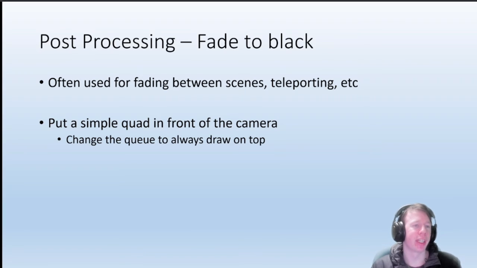If you need to do any post processing in your scene, like when we do teleporting from location to location, instead of using post processing effects, which are really expensive on mobile devices, you can just put a simple quad in front of the camera, and change the render queue on that quad so that it always draws on top, so that you can't see objects clipping through this quad.